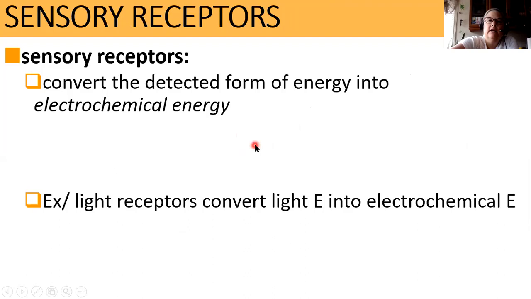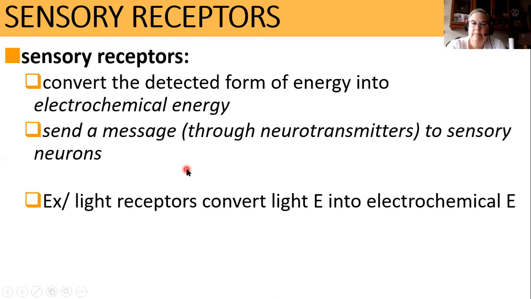So first thing we need to talk about when we talk about senses is sensory receptors. So basically the receptors are, and we've talked about these, right? We know that they have to detect things in our environment in order for us to perceive, right? Think about or understand what's going on. And we've talked about them as part of our reflex arc and that they send messages to the sensory neuron, okay? So what they do is they take a form of energy and then they convert that into electrochemical energy, i.e. leading to depolarization of a sensory neuron, right? They send a message through neurotransmitters to sensory neurons. Okay, so that's what our sensory receptors do for us.